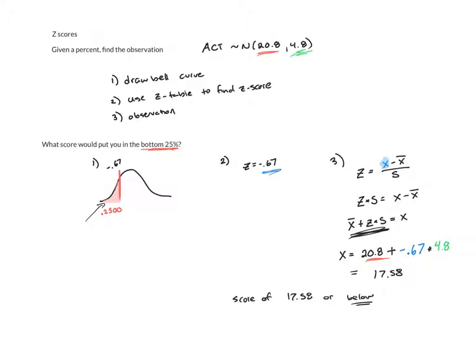As a reminder, if I want to find an observation given a percentage, I draw the bell curve, use the z-table to find the z-score, and then find my observation using x bar plus z times s.